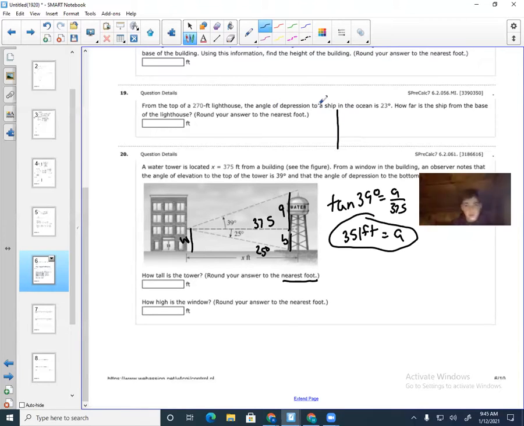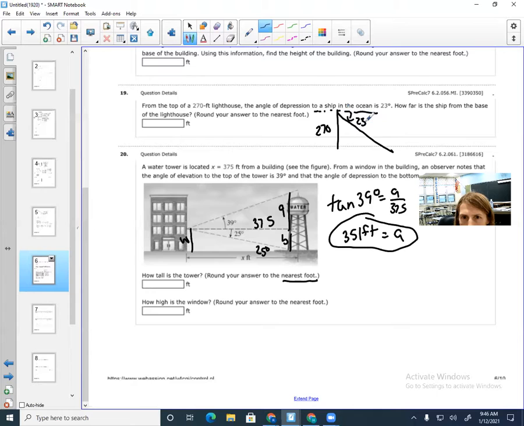Yeah. The top of the lighthouse. So the lighthouse is 270 feet. The angle of depression, so this is your angle, is 23 degrees. And we need to know how far away it is. So if this is 23, then this has to be 23. Okay. Oh, that's what I did wrong. Okay. And then make sure your mode is in degrees too. That'll make a big difference.